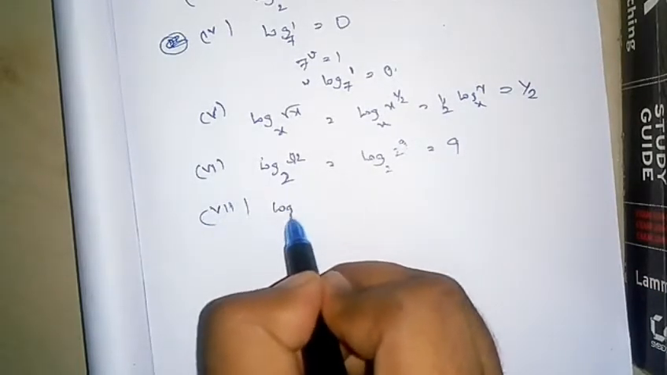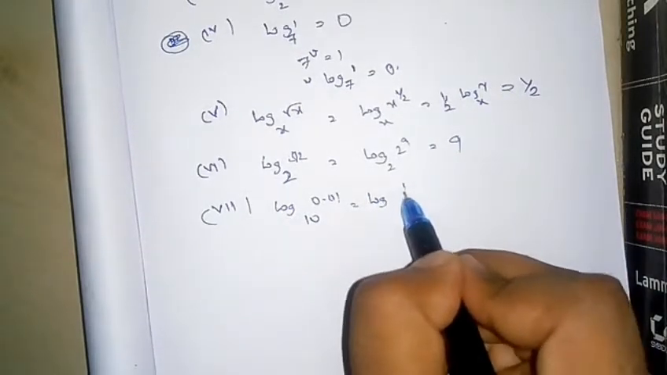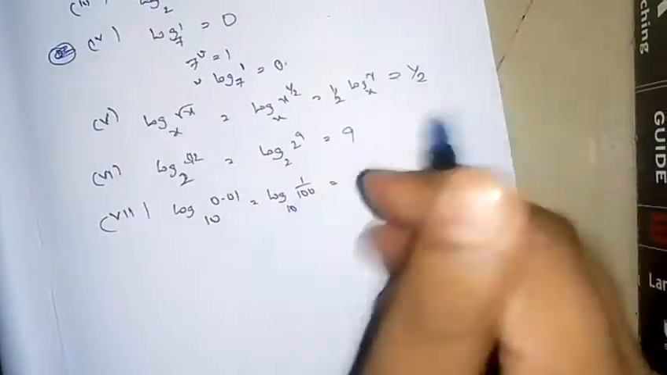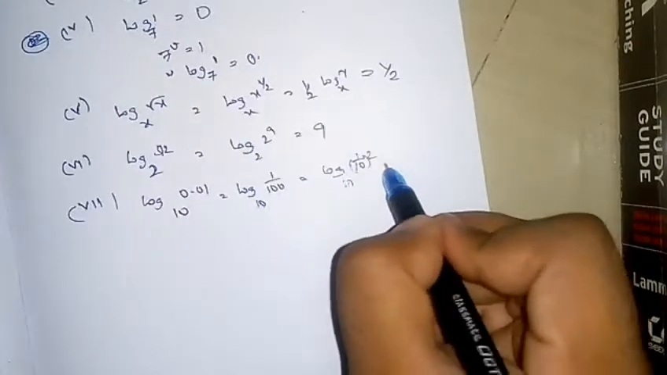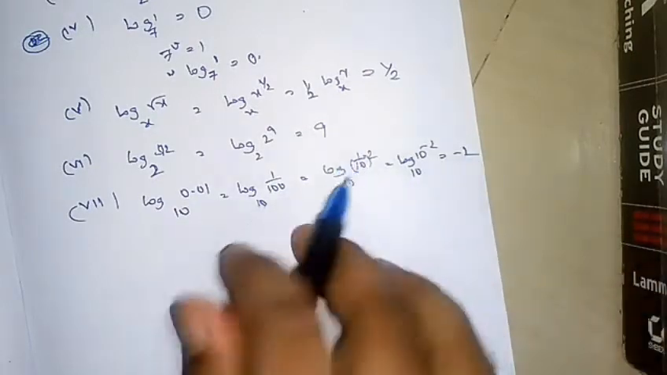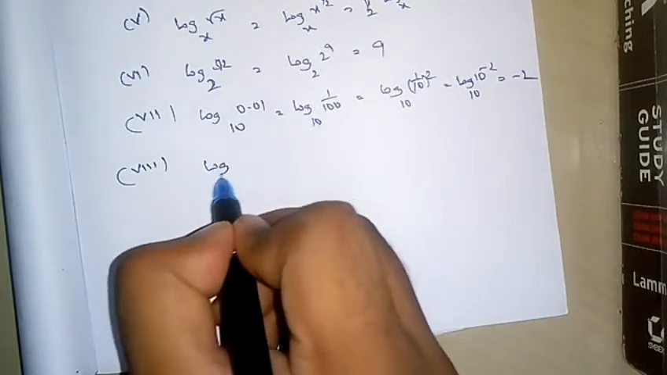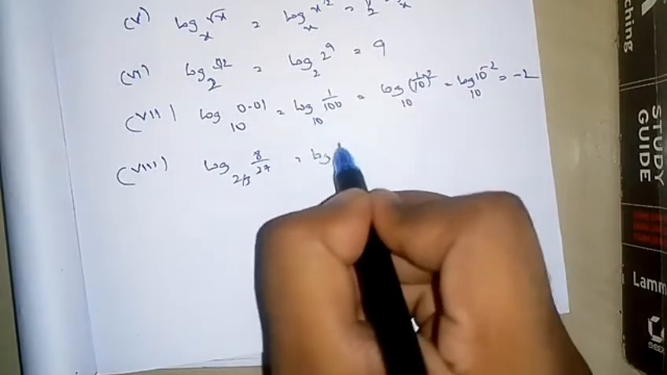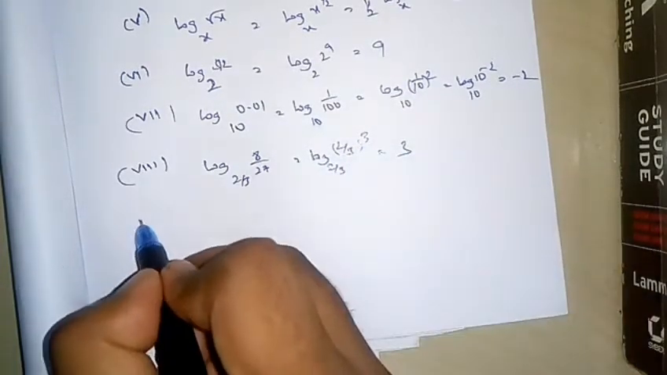Seventh one, log 0.01 base 10. This can be written as log 1 by 100 base 10, which is equal to log (1 by 10) whole power 2 base 10, which is equal to log 10 power minus 2 base 10, which is equal to minus 2. Next is eighth one, log 8 by 27 base 2 by 3, which is equal to log (2 by 3) whole cube base 2 by 3, which is equal to 3.